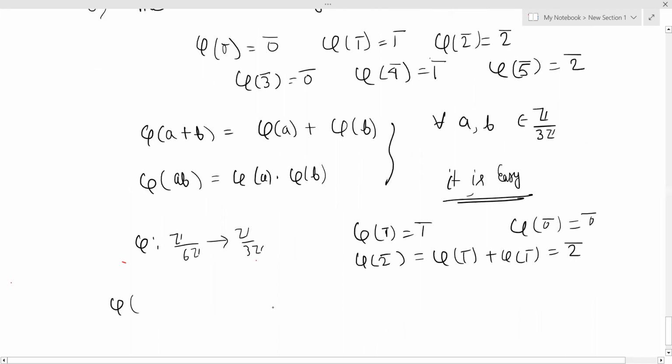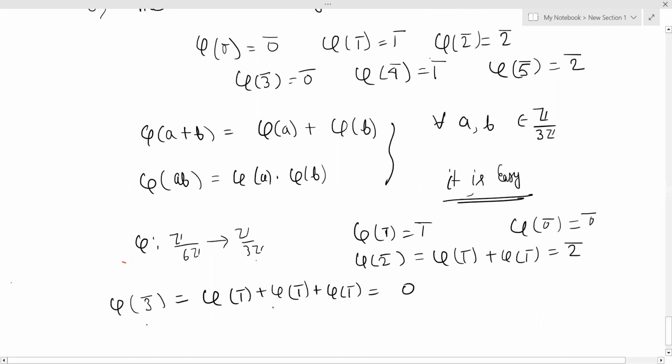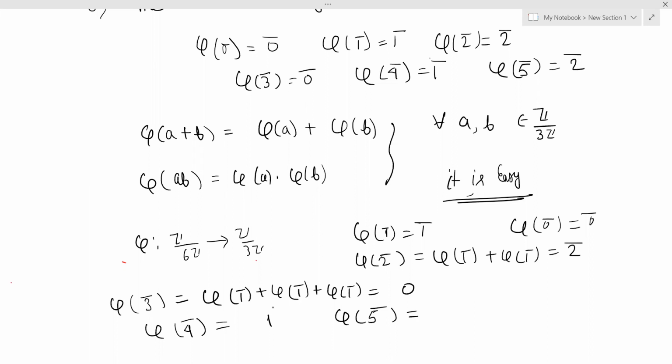Phi of 3 bar should be phi 1 bar plus phi 1 bar plus phi 1 bar, which equals 1 bar plus 1 bar plus 1 bar, which is the same as 3 bar, which is the same as 0. Similarly, phi of 4 bar you can do by the same construction. This is 1. Similarly, phi of 5 bar should be 2 bar. So this is the only possible choice of function.